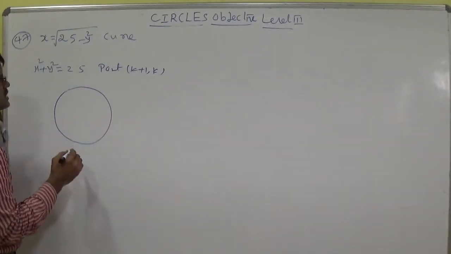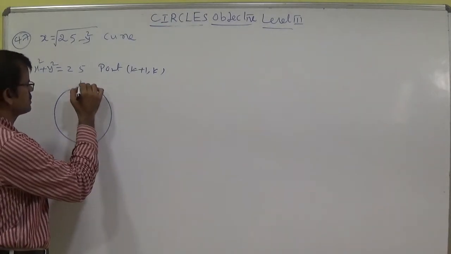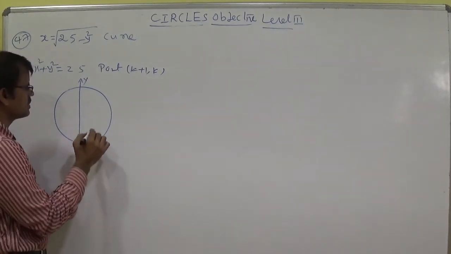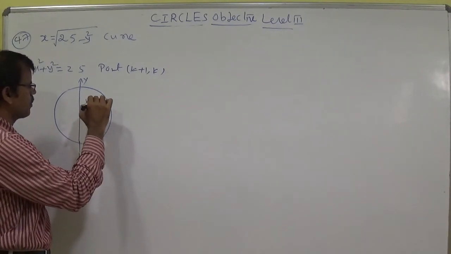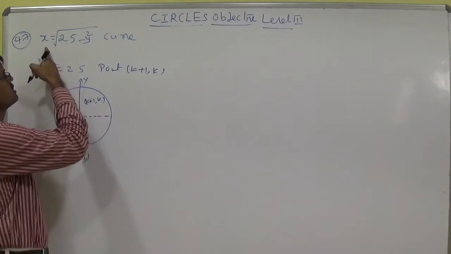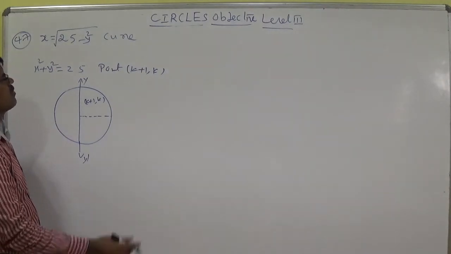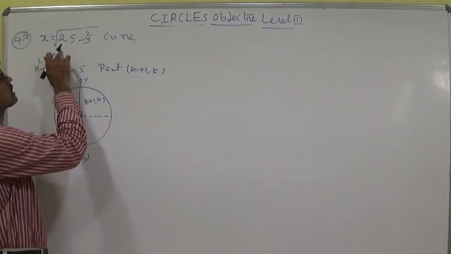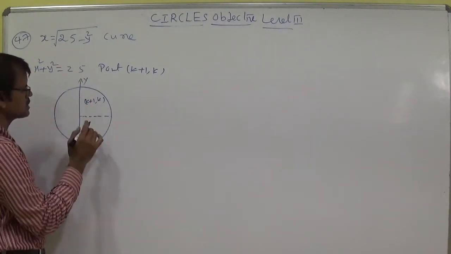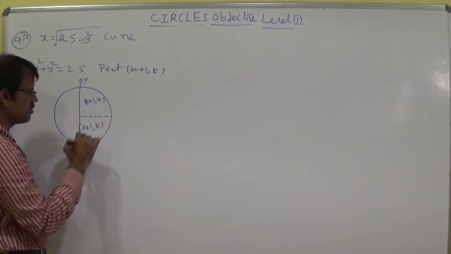Y axis and the circle. This is the y axis. Whenever he is indicating inside the y axis, only the point k plus 1 comma k should be taken, because he is discussing here x is equal to root of 25 minus y square. So x is equal to the modulus of y. He is discussing only the positive concept. Whenever it is positive, only the positive side should be considered. This is the main reason for the question here. This is the main point.